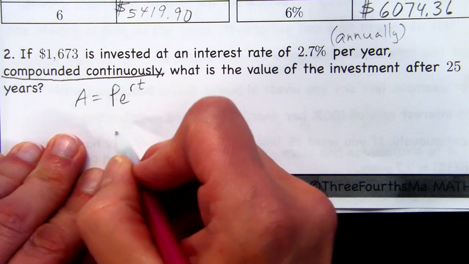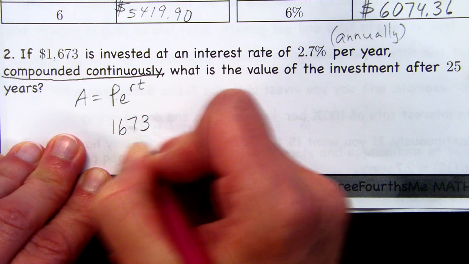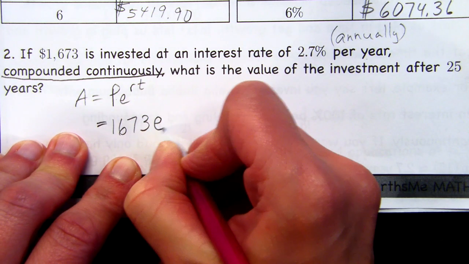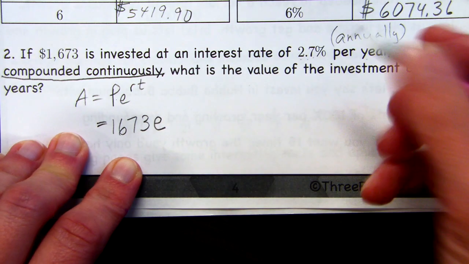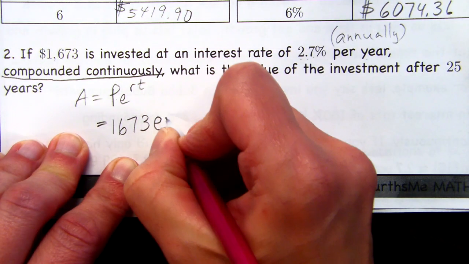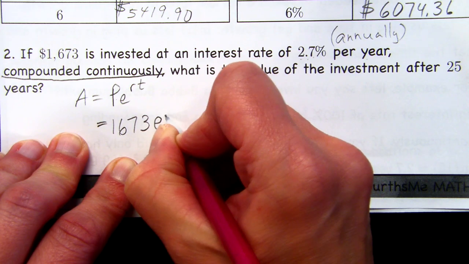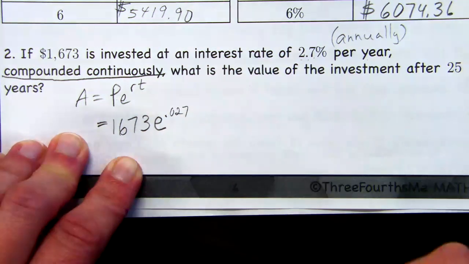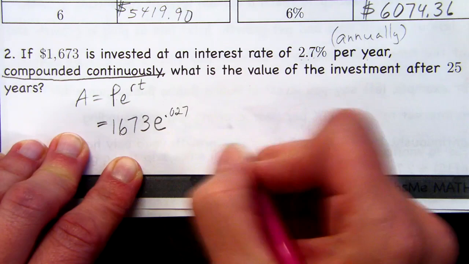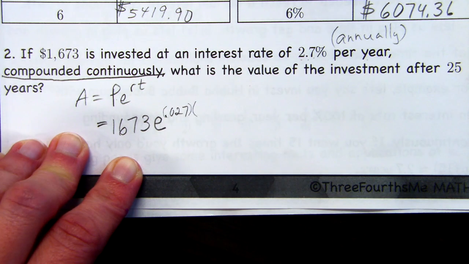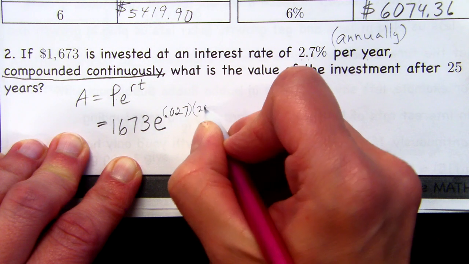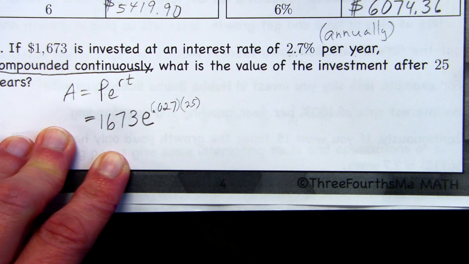So we're going to put it all in. The principal is the 1,673. And then times e, my interest rate's 2.7%. So somebody change that to a decimal. 0.27. So 0.027. Okay, I was understanding it, but making sure. And then that'll be times the time. So sometimes they put these in parentheses, which is 25 years. So that would be a very long time to leave that in.